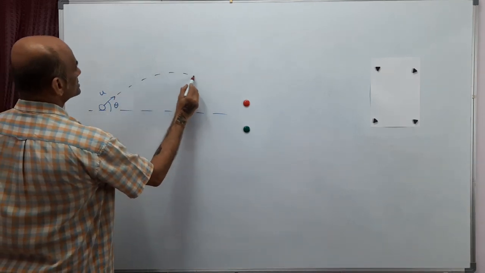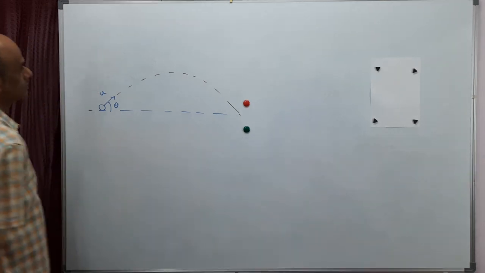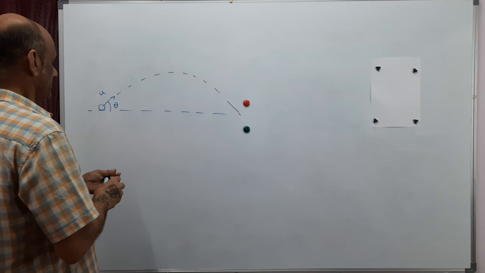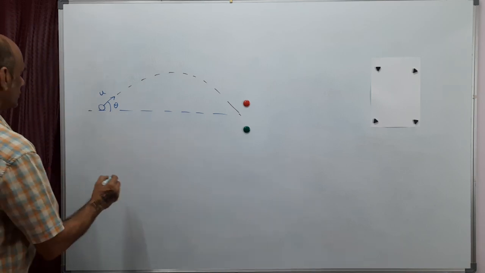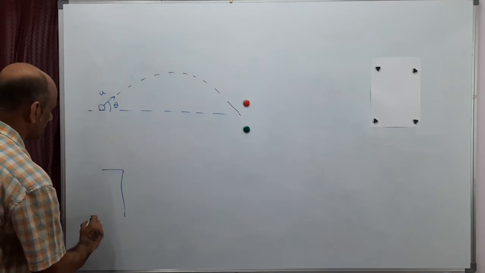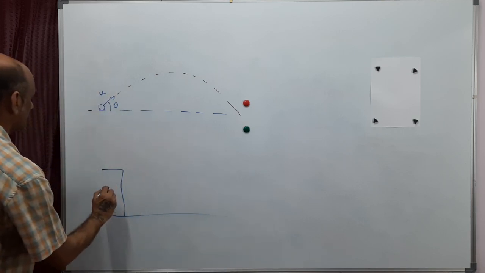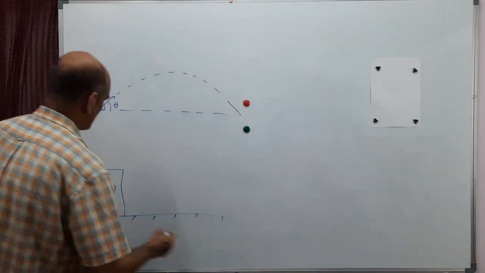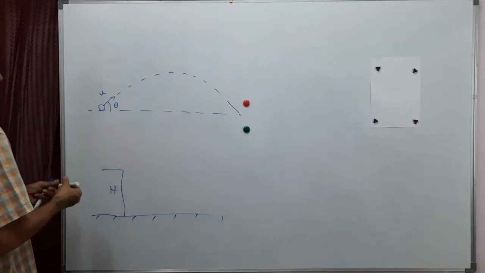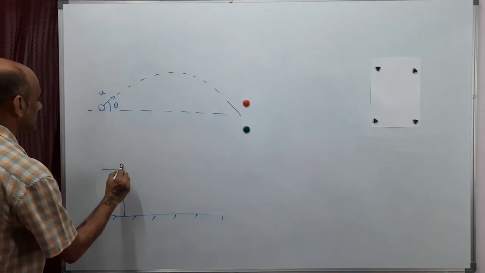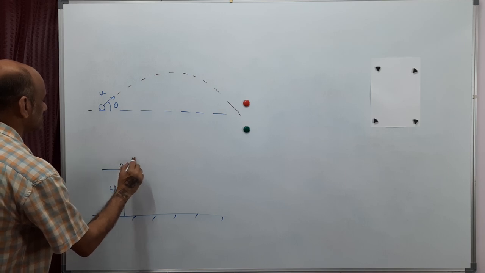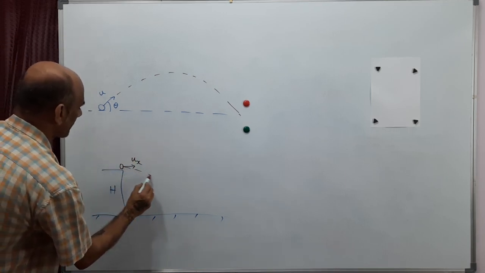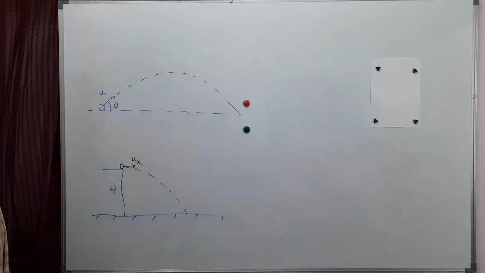The projectile will move like this, it will attain a maximum height and come down. This is a parabolic path. Another type of projectile motion is the mass is thrown from a height h from the earth's surface. The mass is given an initial velocity in the horizontal direction. So this thing will move like this and hit the ground.